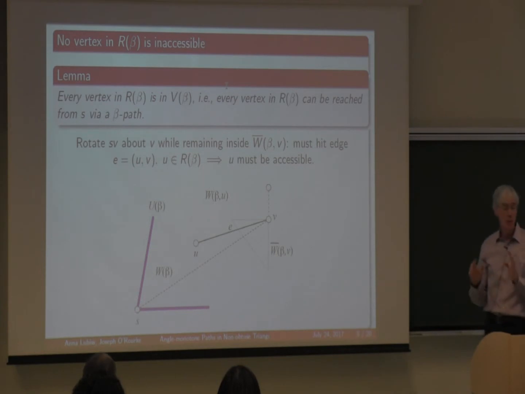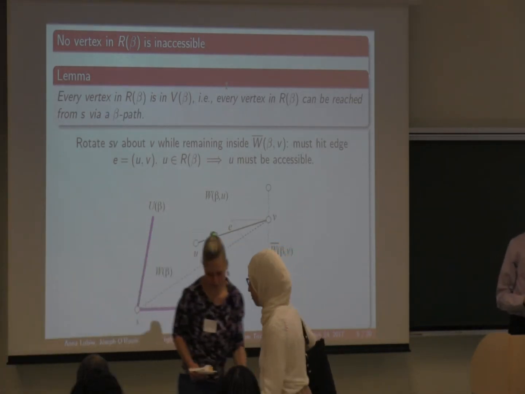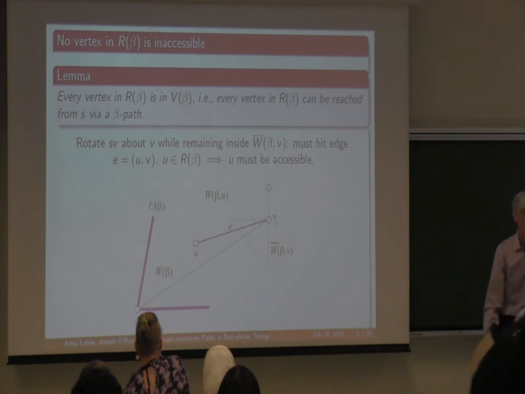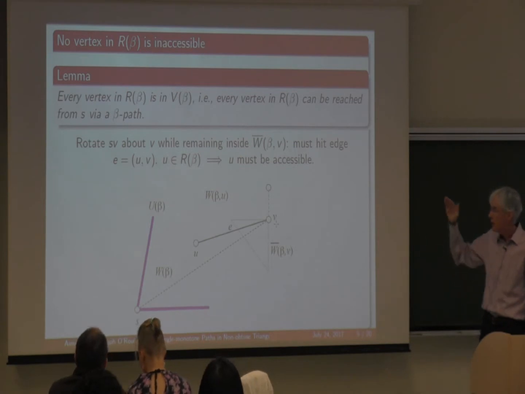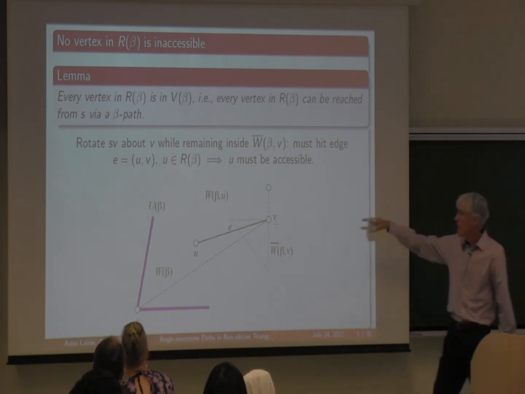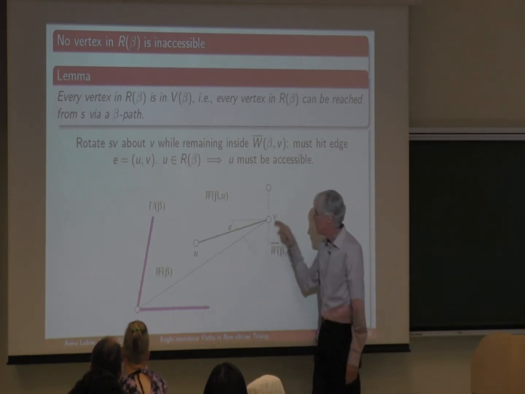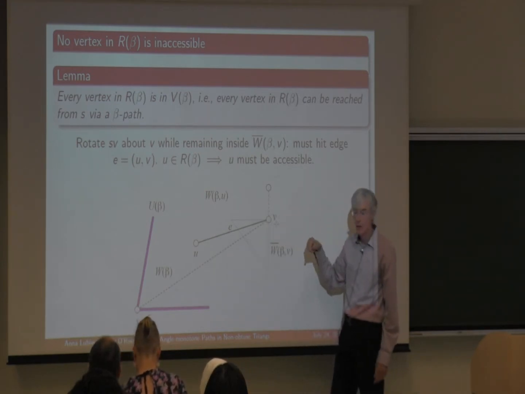So within this wedge, the first important result is that every vertex is accessible in that whole region. No vertex is inaccessible in that region. And here's the rough idea of a proof. Imagine that there is some inaccessible vertex in the region. Call it V, and let's say it's the leftmost one in this orientation and the lowest. So this is inaccessible by an angle-monotone path from S. So look at this segment S to V. If that's an edge, then of course this is accessible. That would be a contradiction.